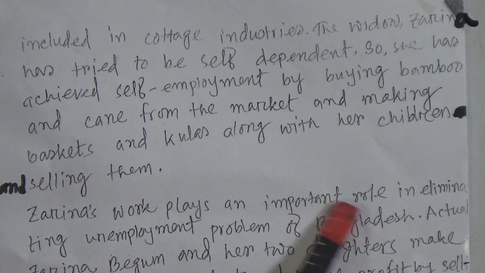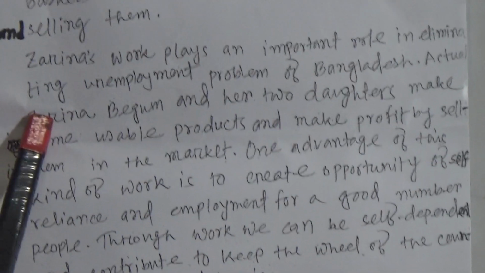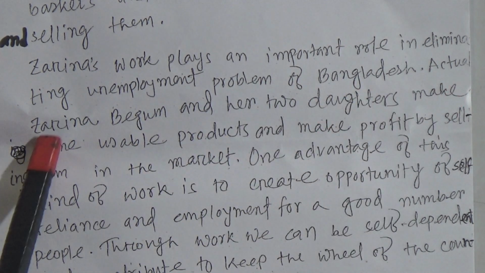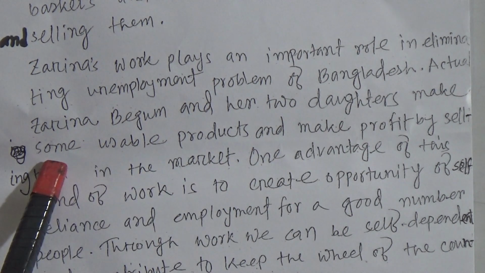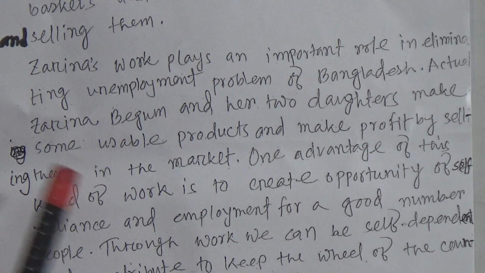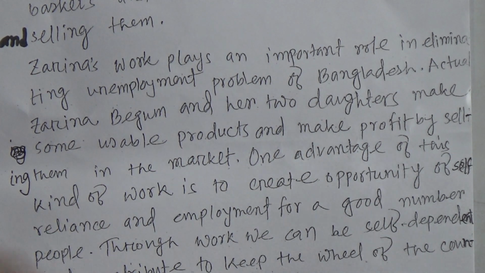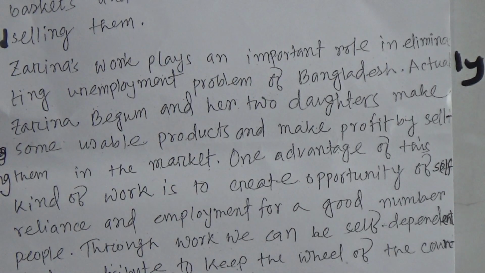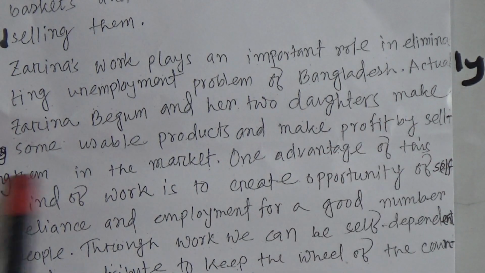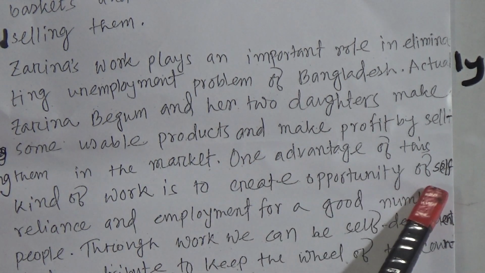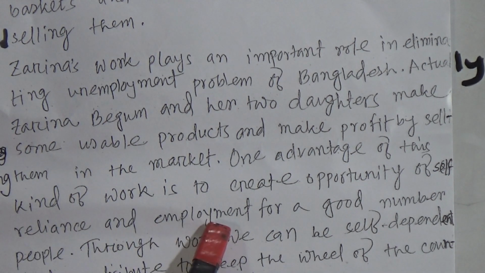Jorina's work plays an important role in eliminating unemployment problem of Bangladesh. Actually, Jorina Begum and her two daughters make some usable products and make profit by selling them in the market. One advantage of this kind of work is to create opportunity of self-reliance and employment for a good number of people.